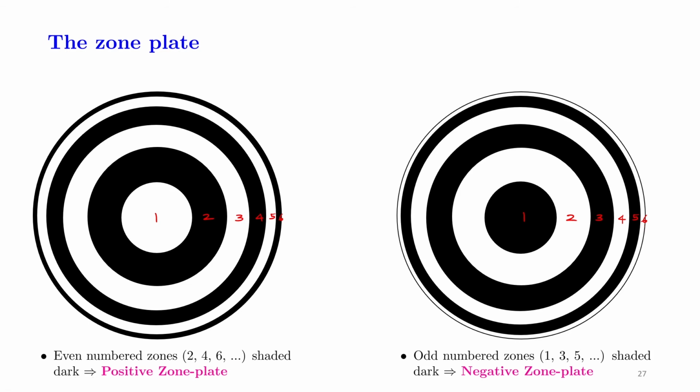If the even numbered zones, that is zones 2, 4 and 6 etc., are shaded dark, then this type of zone plate is known as a positive zone plate. Whereas if we shade the odd numbered zones, that is zones 1, 3, 5 etc., then this kind of zone plate is known as a negative zone plate.